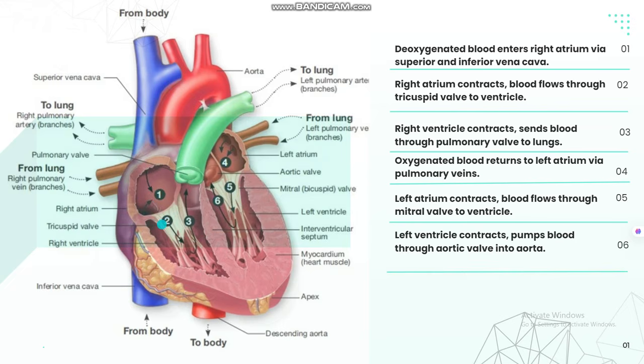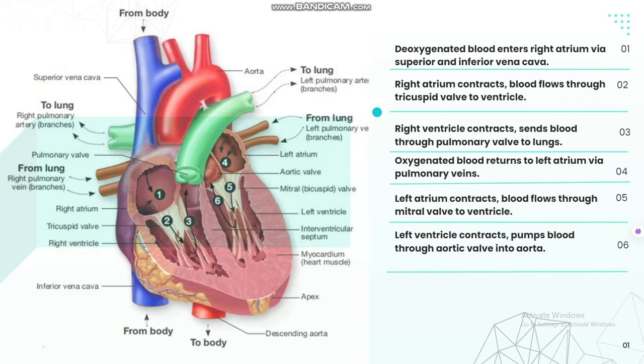The second step is that the right atrium, after getting all this deoxygenated blood, starts contracting. So the right atrium contracts, blood flows through the tricuspid valve and then enters into the ventricle. Once the blood enters the ventricle, the third step is that the ventricle contracts. This ventricle, after contracting, sends the blood via the pulmonary valve to the lungs.